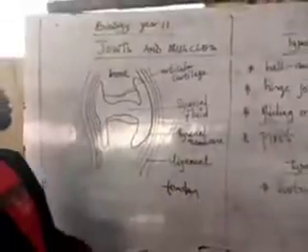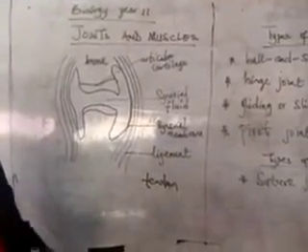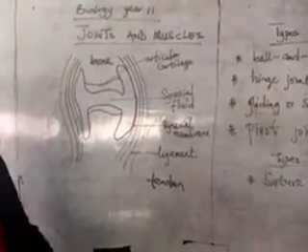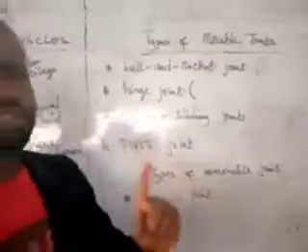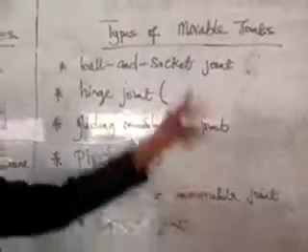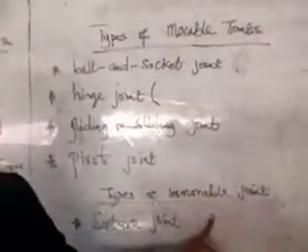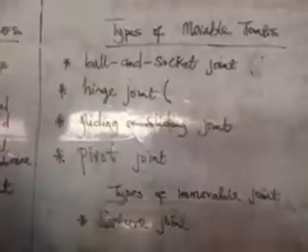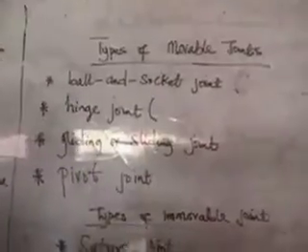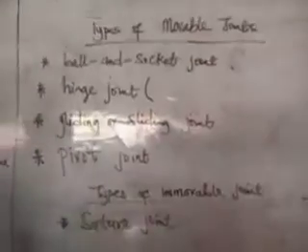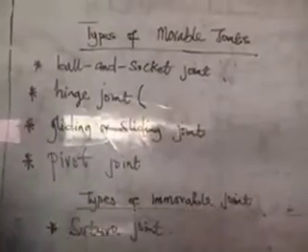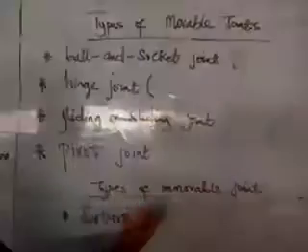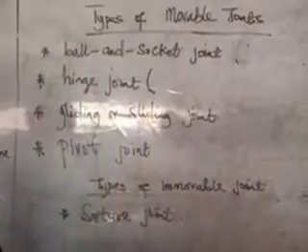Good. So we have different types of joints. The two major types of joints we have are the movable joints and the immovable joints. The movable joints allow movement of bones against one another, while the immovable joint does not allow movement of bones against one another.